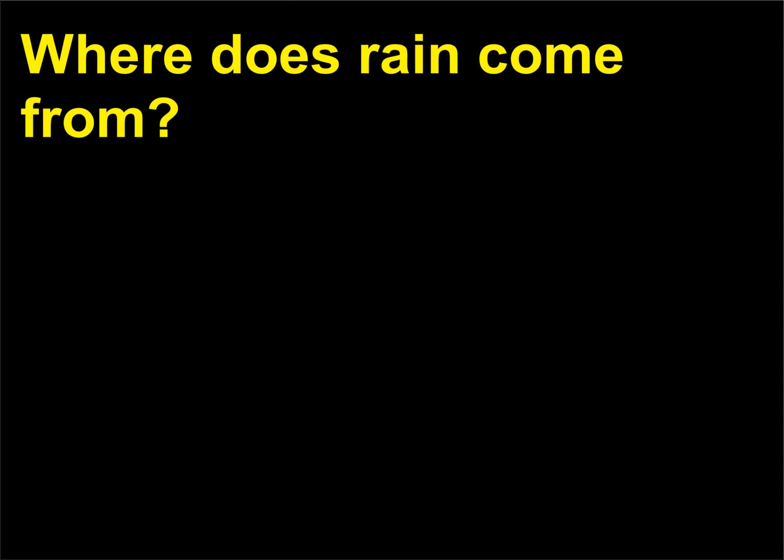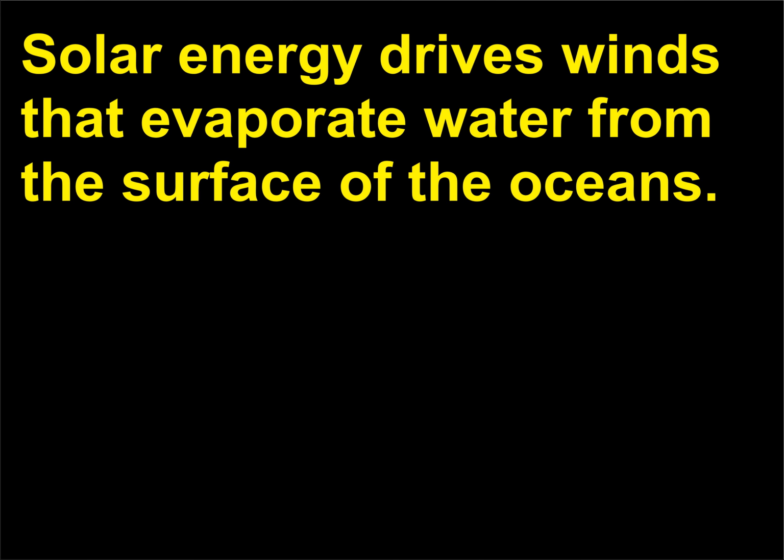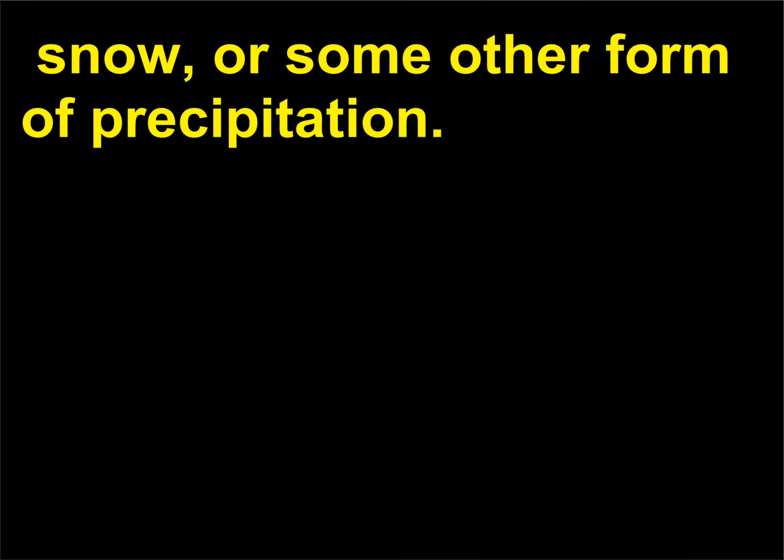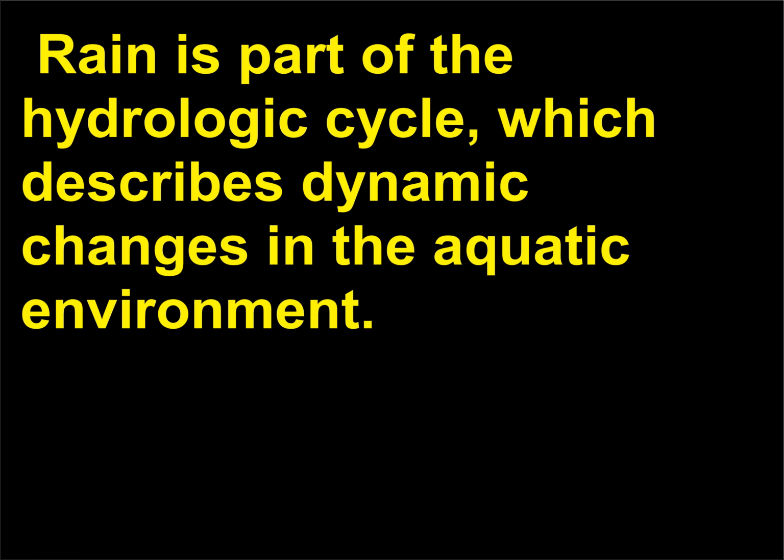Where does rain come from? Solar energy drives winds that evaporate water from the surface of the oceans. The water vapor cools as it rises and then falls to the ground as rain, snow, or some other form of precipitation. Rain is part of the hydrologic cycle, which describes dynamic changes in the aquatic environment.